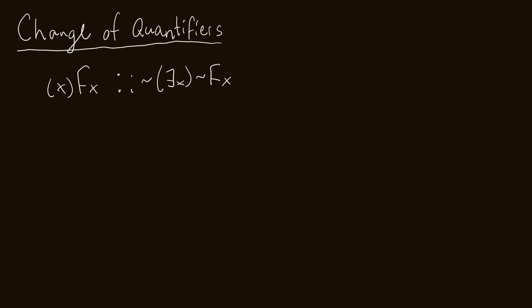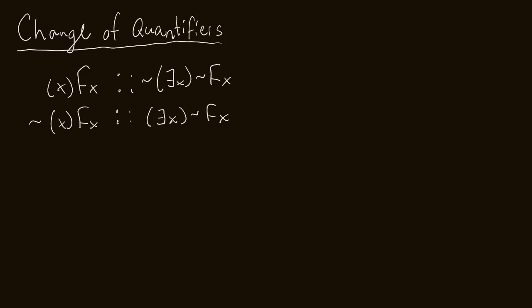The next change of quantifier I want to look at is if we say not for all x, f of x. So what I'm saying is that it's not the case that everything is fun. Well, if it's not the case that everything is fun, I think it makes sense to say that there exists something that is not fun. We could find an example of something that is not fun.